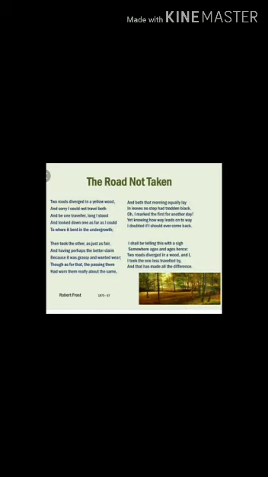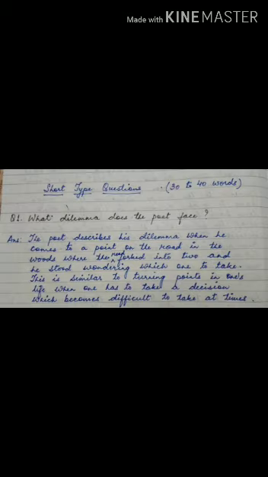Children, I have already given you the explanation of the poem The Road Not Taken by Robert Frost. I have even discussed question answers from the text. Now today I'll be doing a few short type questions and a few value based questions related to the chapter. Children, value based questions are very important for the exam. Let's see the short type questions.